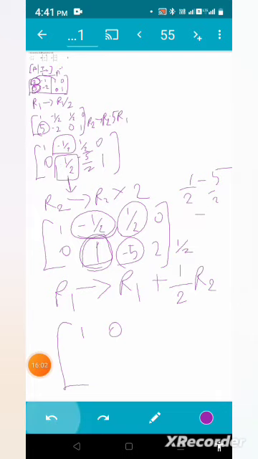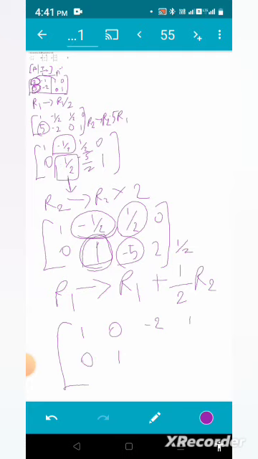So I get minus 2 here. Then R1 plus 1 by R2, that is 0 plus 2 by 2, that is 0 plus 1, that is 1. So I put 1 here.